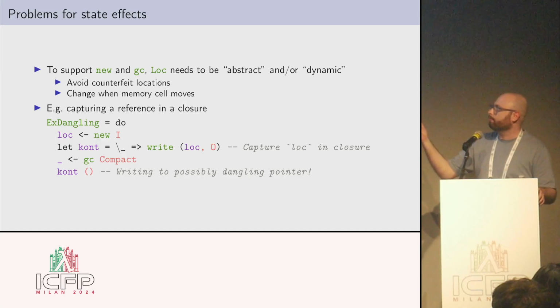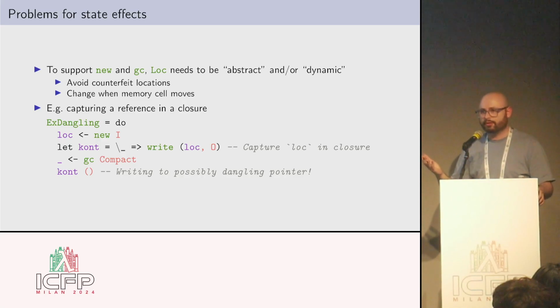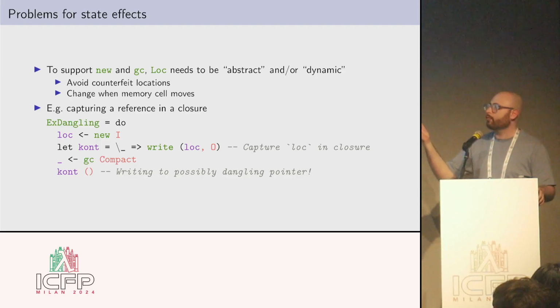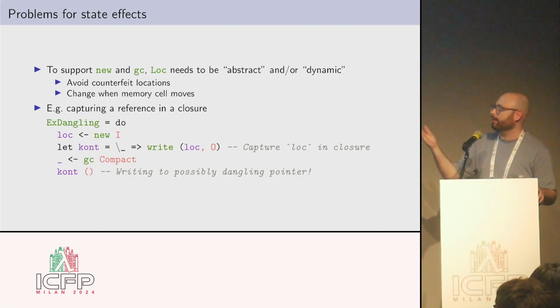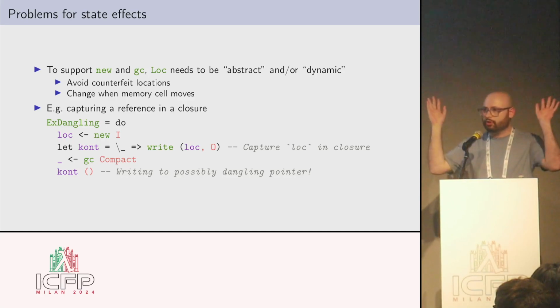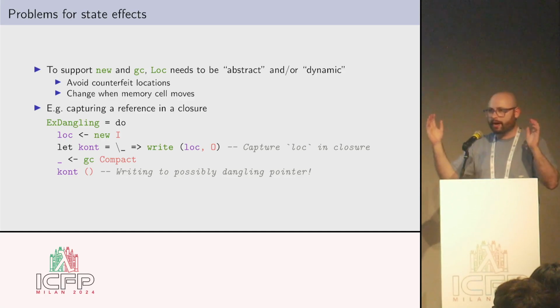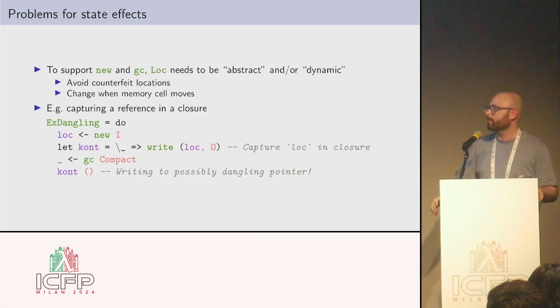So we have an example below here. What happens if you capture a reference inside a closure? The first thing we do is allocate a new reference initialized to the 1 bit. Then we define a continuation, which captures the newly defined location in its body. So we've closed over it. Next, we do something with the GC behind the scenes. Say we compact everything, get rid of some space, and rearrange the shape of the heap. And now we call our continuation. Depending on how we implemented this, we might end up with a dangling pointer. We might be talking about a location which has been taken away by the GC. So we want to avoid that.